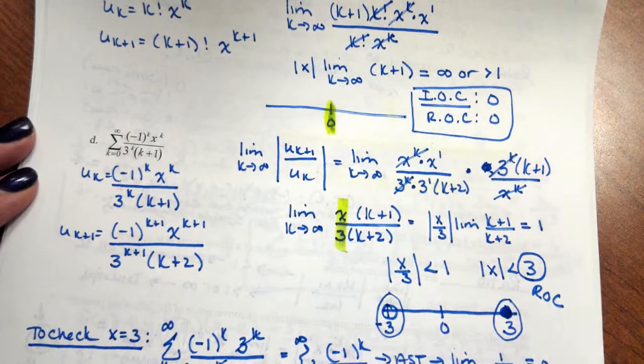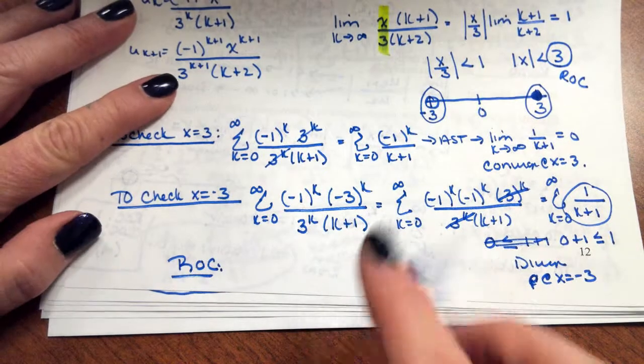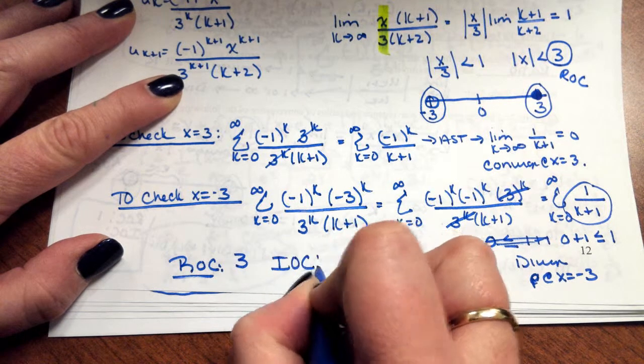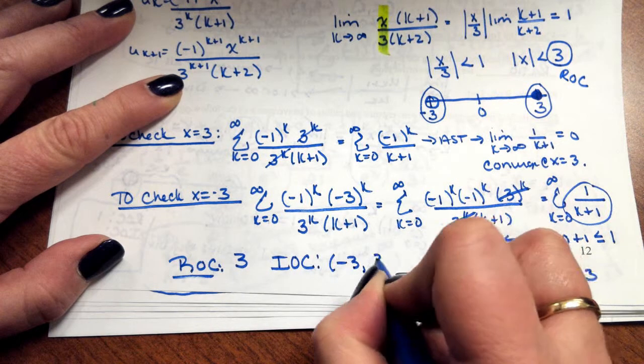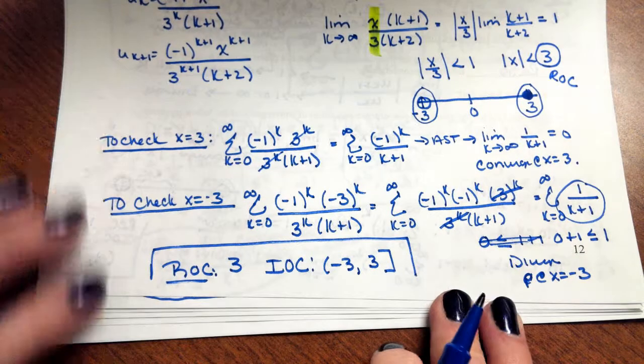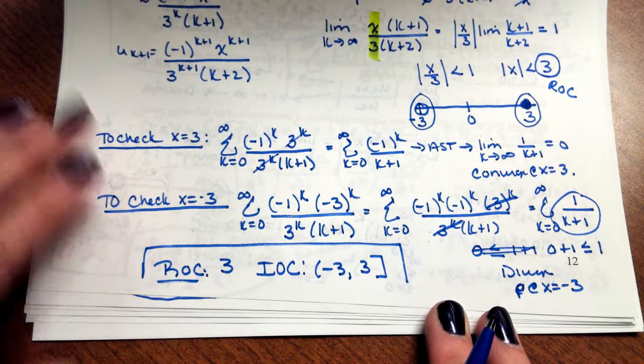So then my radius of convergence is, remember, 3. The interval of convergence is going to be parenthesis negative 3 to 3 with a bracket. So that's an example of when you have one endpoint doing one thing and the other one's doing another.